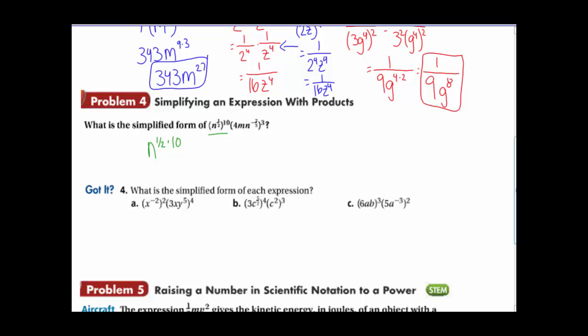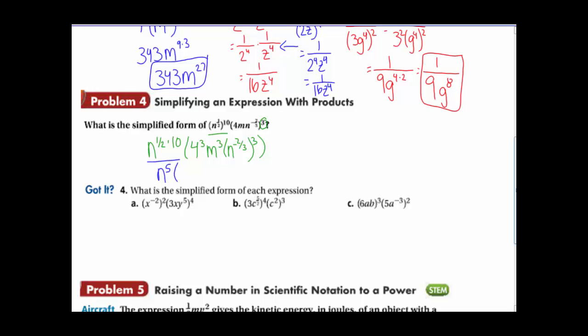And if we look at the next piece, 4m n to the negative 2/3 all to the 3rd power. So we need to distribute that 3rd power to every term in that expression. So that means we'll have 4 to the 3rd power, m to the 3rd power, and then n to the negative 2/3 to the 3rd power. So take this a step further. This n to the 1/2 times 10, we can simplify. 1/2 times 10 will get us 5. So now we just have n to the 5th.